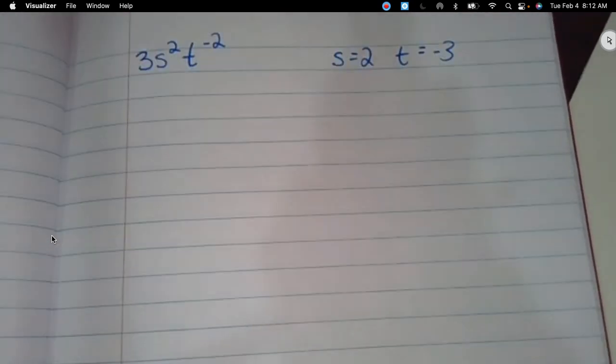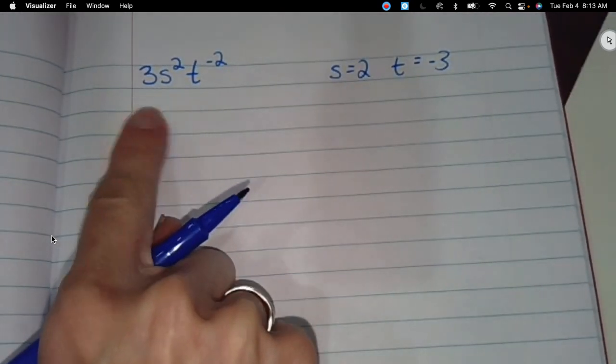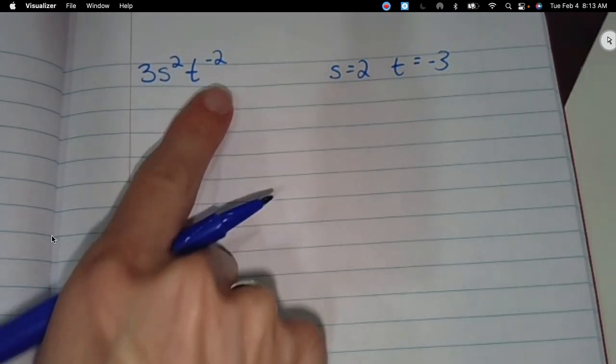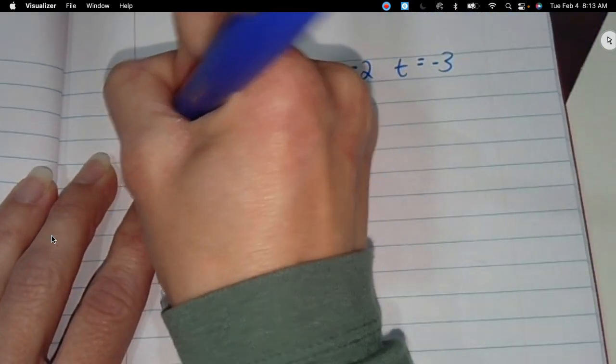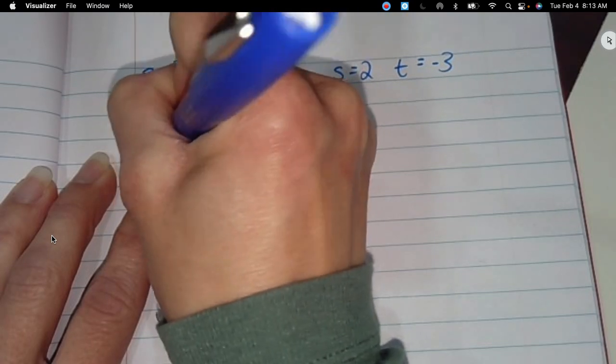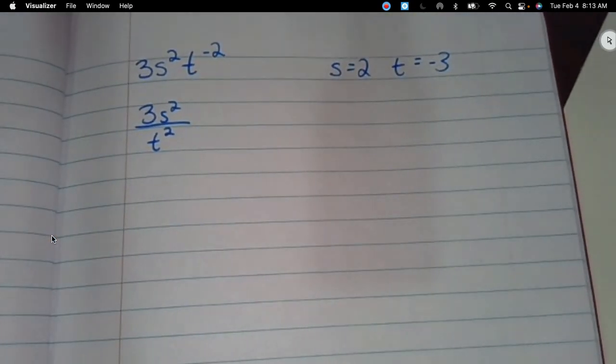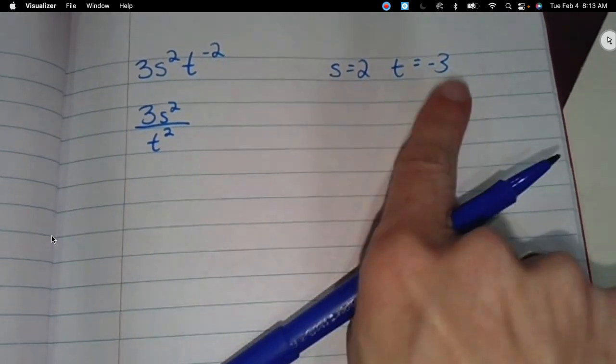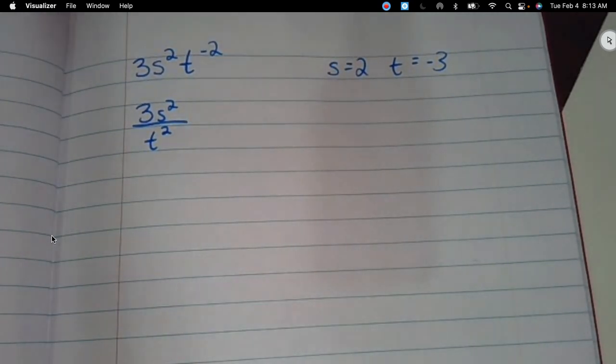Well, the first thing I would do is figure out this right here. 3s squared is fine. What do I need to do with t to the negative 2? Move it. So I'm just going to write 3s squared divided by t squared. Because I know what negative 3 squared is. What I don't know is what is negative 3 to the negative 2. So that's why you move it. Negative exponents are confusing. So let's move them and make them positive. That way they're not. Now let's plug it in.